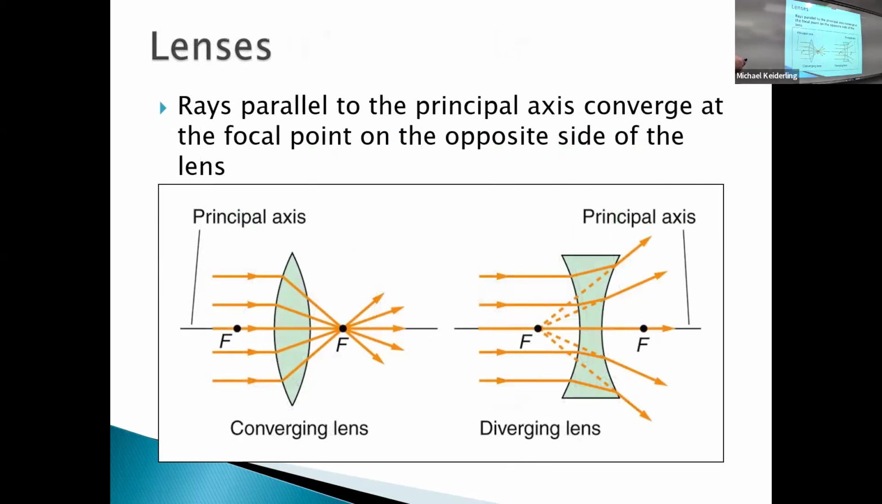So for a converging lens, rays parallel to the principal axis will converge at the focal point on the opposite side of the lens. For a diverging lens, rays parallel to the principal axis will diverge, appearing as if they are coming from the focal point on the same side of the lens.